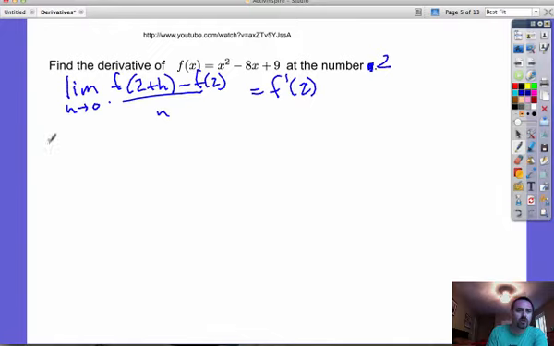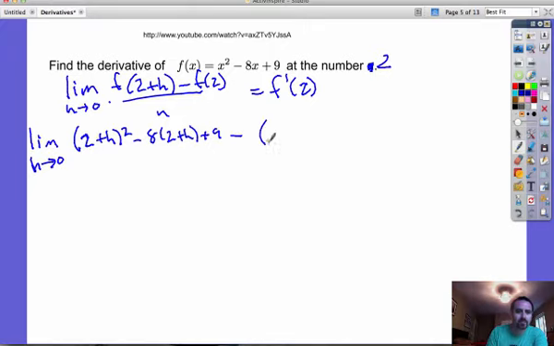First we're going to need a lot of room, but it'll work out. Don't worry. The nice thing about these limits is they always work out nicely at the end of the day. So we plug 2 plus h into the function: 2 plus h squared minus 8 times 2 plus h plus 9, minus, what happens if I just plug in plain old 2? 2 squared minus 8 times 2 plus 9. And that's all over h.